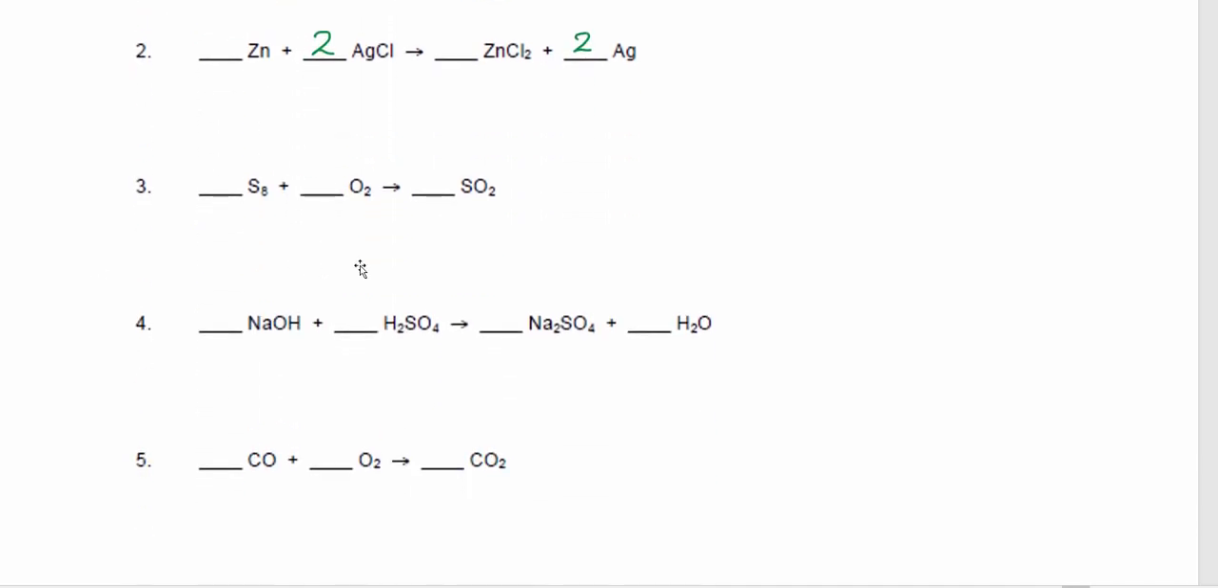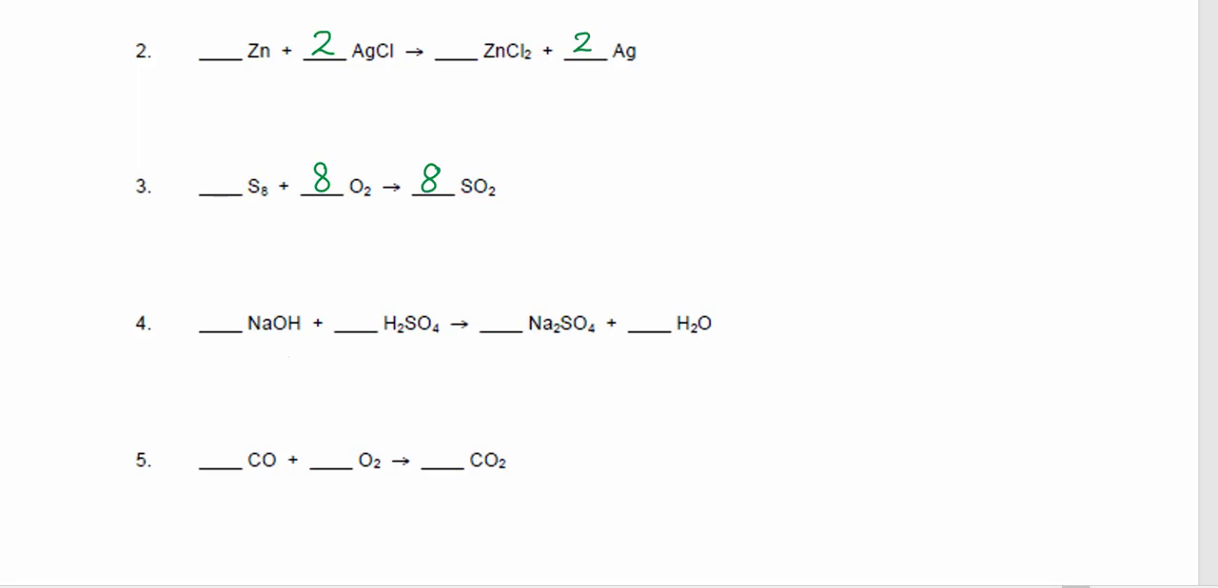For number 3, the oxygen atoms are already balanced, but the sulfur atoms are not. There's an 8 for a subscript on the sulfur atom in the reactant side. So I'm going to start by putting an 8 for the coefficient in front of my sulfur dioxide in the product side. And when I do that, then I have 8 sulfur atoms on both the reactant and the product side, but that changes the number of oxygen atoms I have. And that's an easy fix by putting an 8 for a coefficient in front of the oxygen. And then my atoms are balanced.